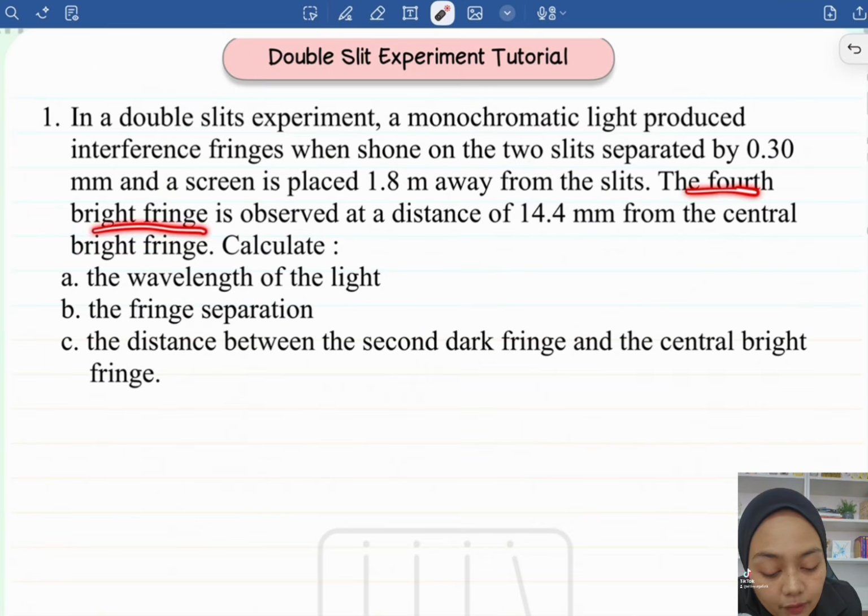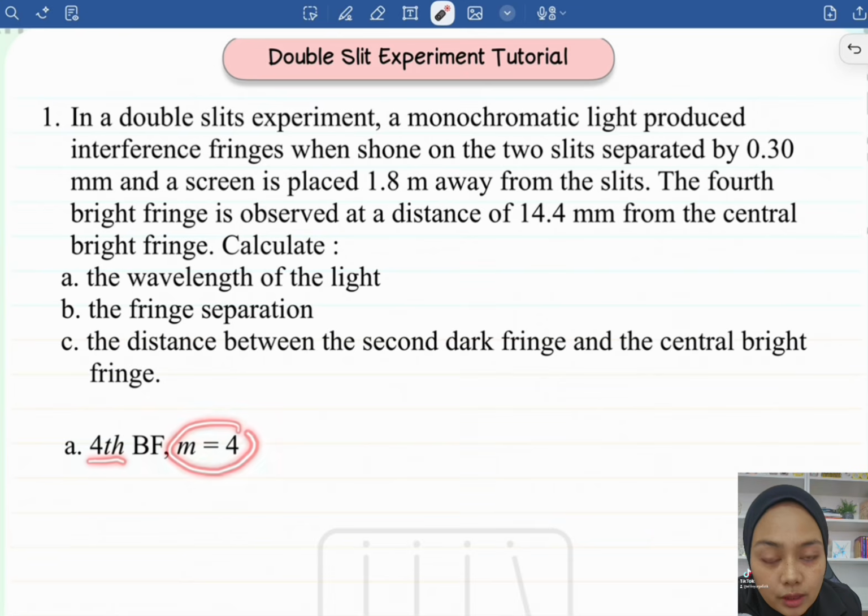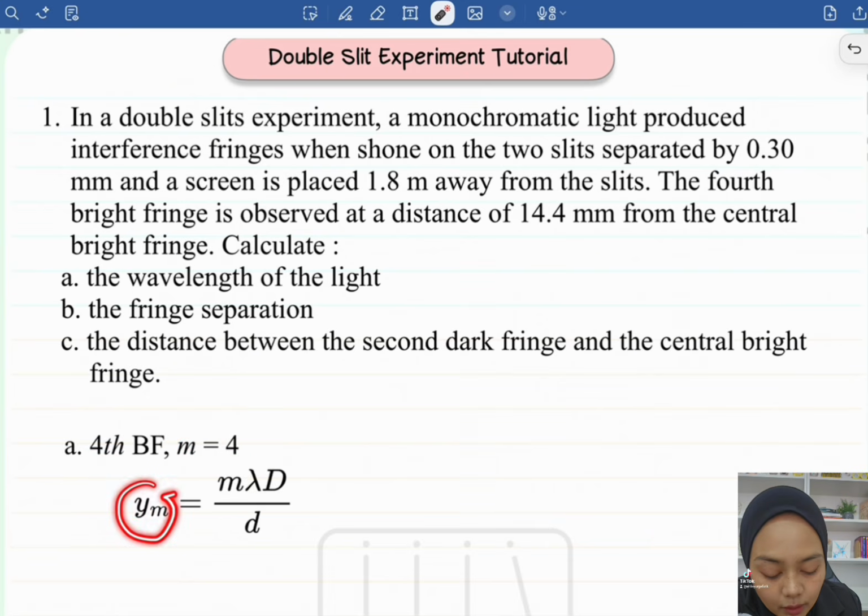The fourth bright fringe is observed at a distance of 14.4 millimeters from the central bright fringe. Calculate the wavelength of the light. Fourth bright fringe is fourth order. We're going to use the equation y_m equals m lambda D over d, because we're looking for bright fringe.